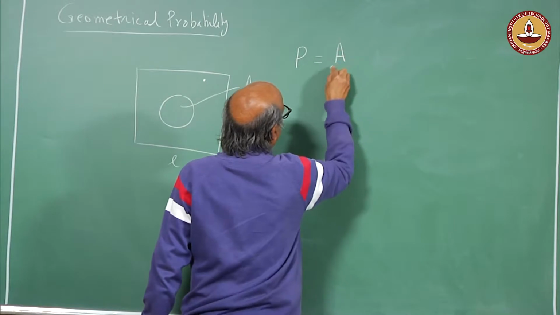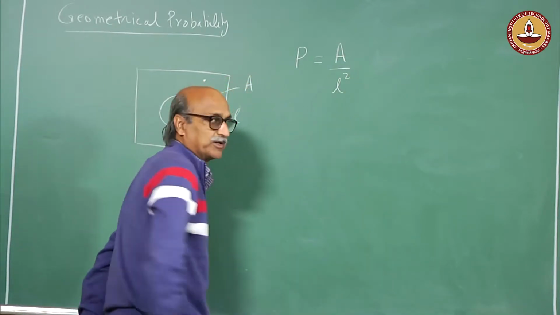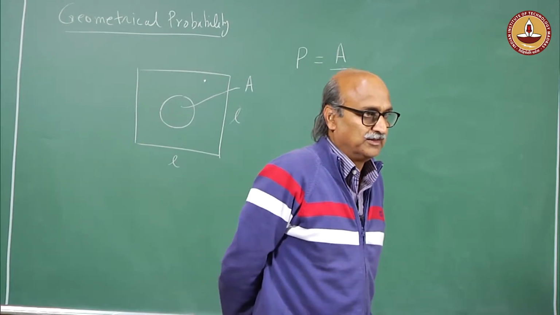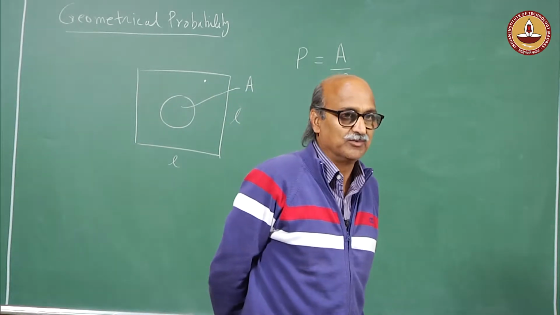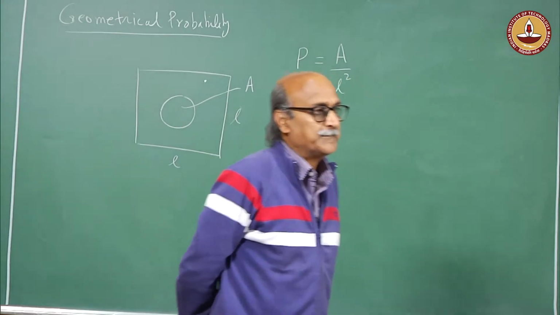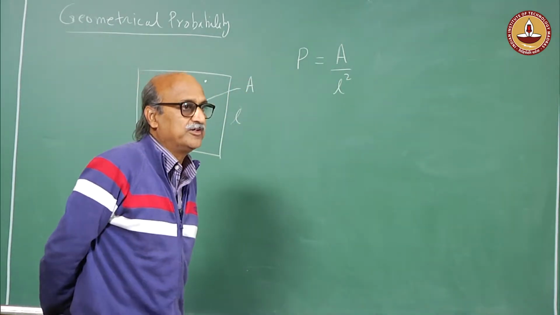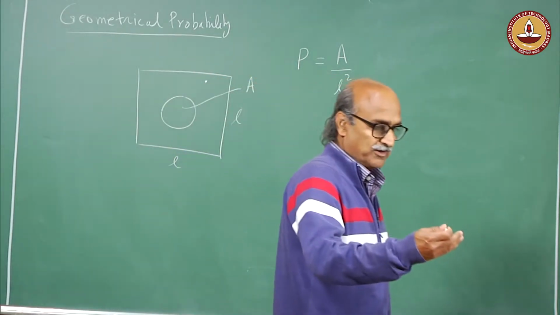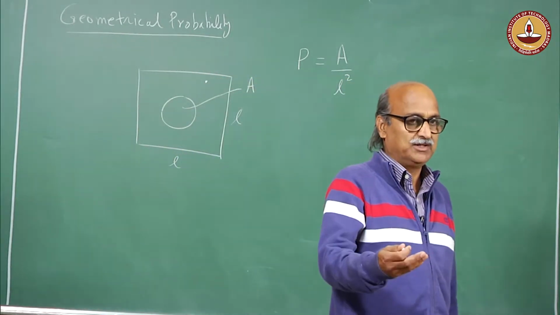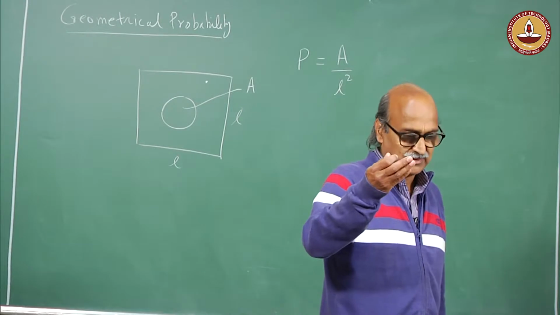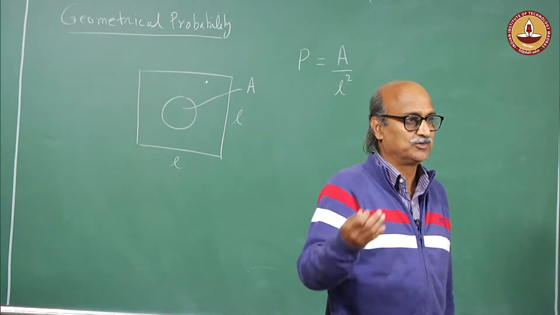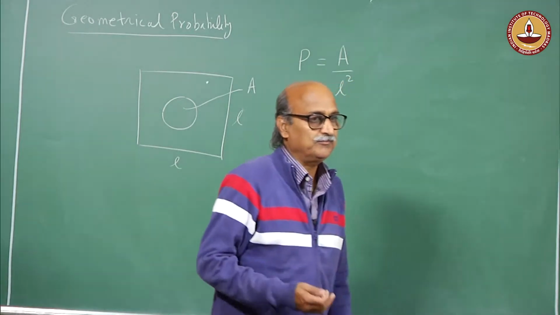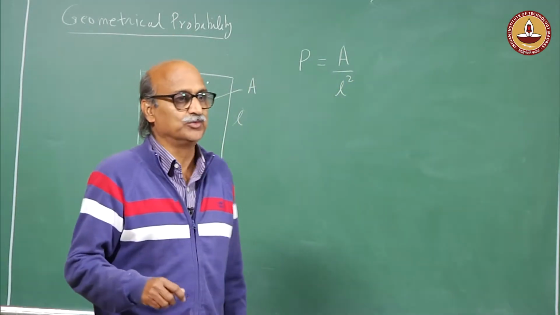So, you are saying this is area upon L square, but how do you come to this conclusion that this appears to be a reasonable result? Can we reduce it down to our definition of probability, saying that these are the favorable number of outcomes and these are the total number of outcomes? Okay. Let us try to do that.